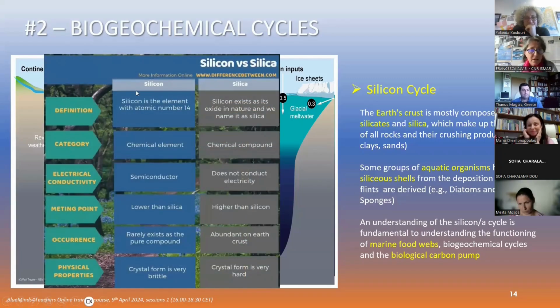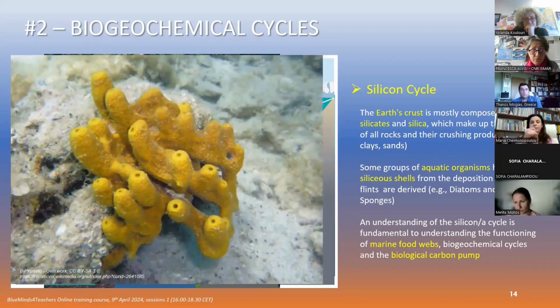Okay, thank you. Here is some help to distinguish between silicon and silica. Silicon is the element, Si, with atomic number 14, and silica is silicon oxide. It's an important difference because it has to do with different characteristics and also different behavior in the cycle.